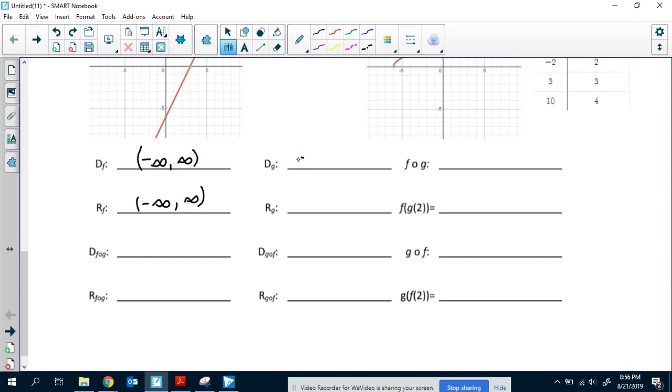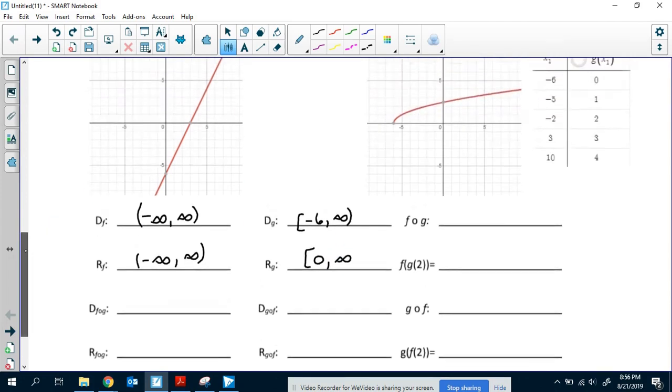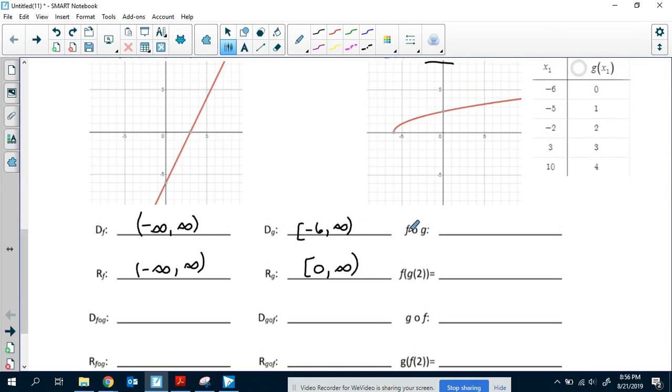The domain of g, I have a bracket -6 to infinity because I can substitute in -6, but nothing less. And then the range, if I look at the graph, 0 to infinity comes out. If I look at f of g, that's f of g of x. So that's the same thing as f of the square root of x plus 6. So if I substitute that in, I get 2 times the square root of x plus 6 minus 6.